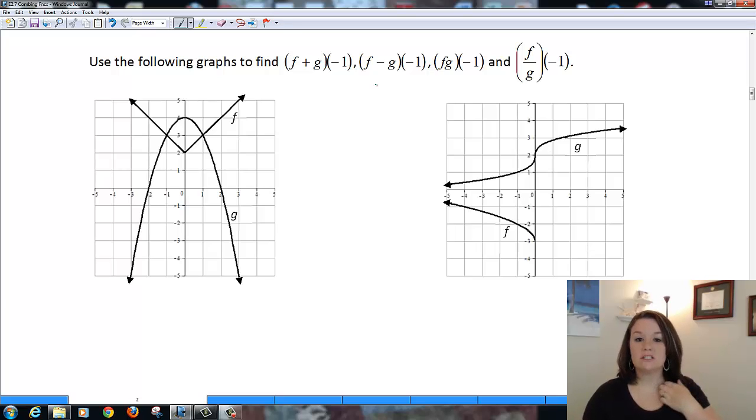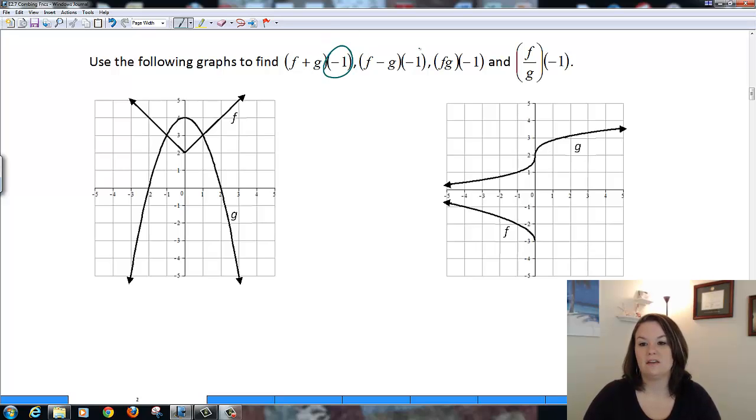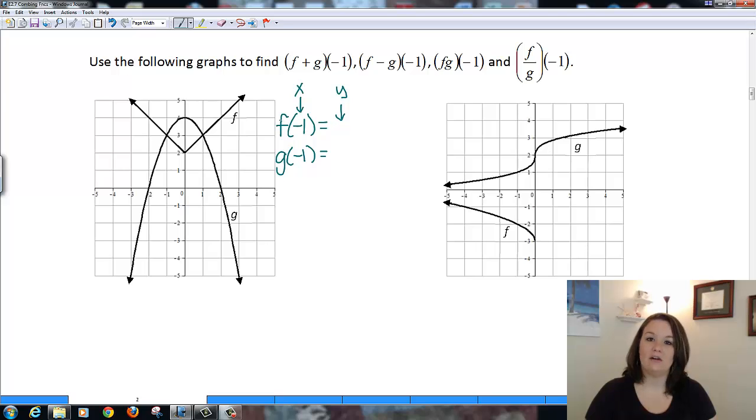Okay, what we're going to do on this next one is instead of giving us an equation to plug into, they're giving us a picture to plug into. So notice each one of these is being evaluated at negative 1, which means I need to know what f of negative 1 is and what g of negative 1 is. So that's the first thing I'm going to do. I'm going to figure out what is f of negative 1 and what is g of negative 1. Okay, f of negative 1, remember function notation, whatever's in here is the x, and whatever it equals is the y. So I'm trying to figure out what is the y value when x is negative 1 on the f curve.